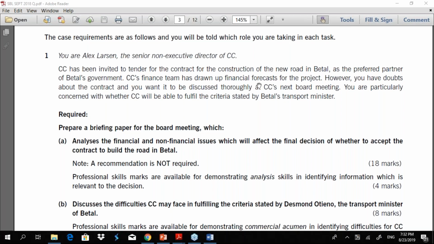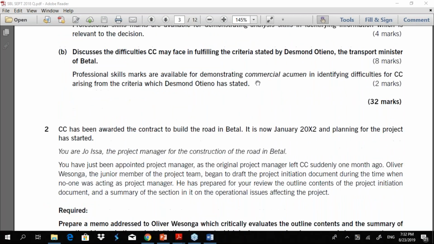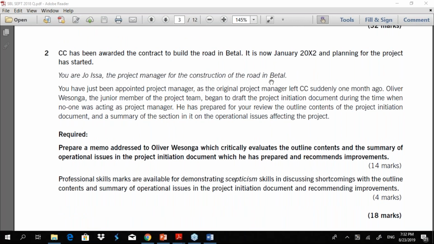All right, so yesterday we looked at question 1, and then we looked at A and B. So today let's move on to question number 2. What it says is CC has been awarded the contract to build the road in B. It is now Jan 2012 and planning for the project has started. You are JI, the project manager for the construction of the road in B.